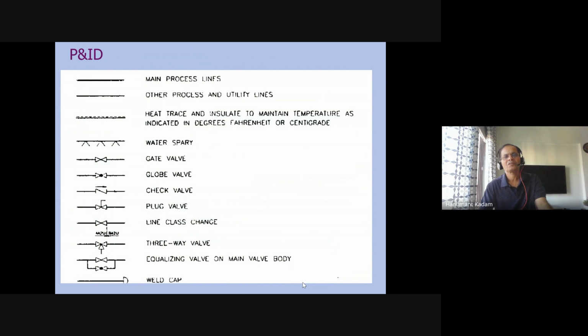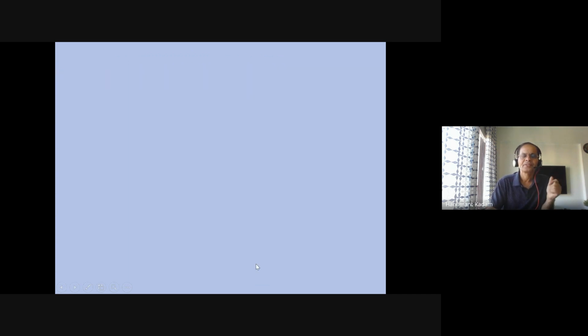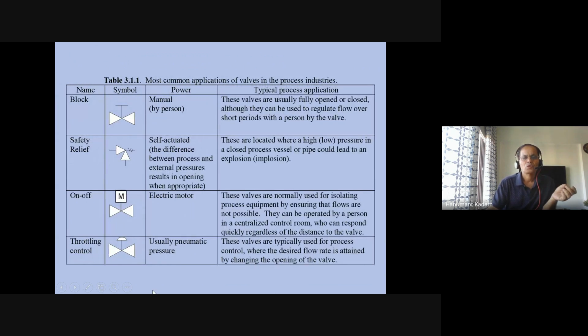These are the P&ID symbols. Main process line, thick line. Other process lines and utility lines are slightly thinner, as you see here. Water spray, gate valve symbol is this, globe valve symbol is this, check valve symbol is this, plug valve. On the globe body, just put a line and a diaphragm; that is your control valve symbol. I will show you in some other slide. So this is your control valve symbol. You see here, this is a motorized, electrical motor operated valve. A safety valve is shown like this.